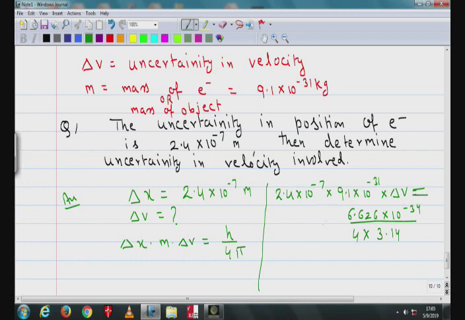Okay, quite close. The answer would be delta V equals 2.4 into 10 to the power 2. This is the answer. So guys, this is the answer for the first question on the Heisenberg principle.